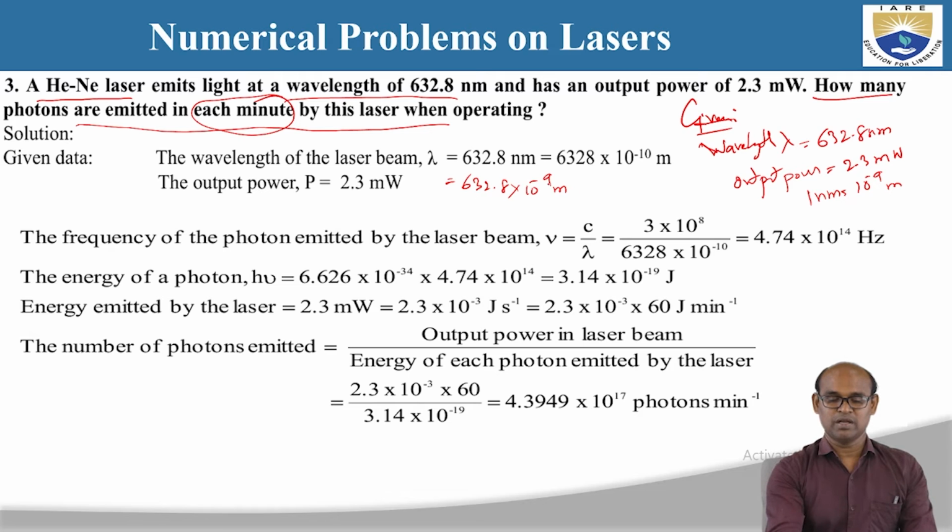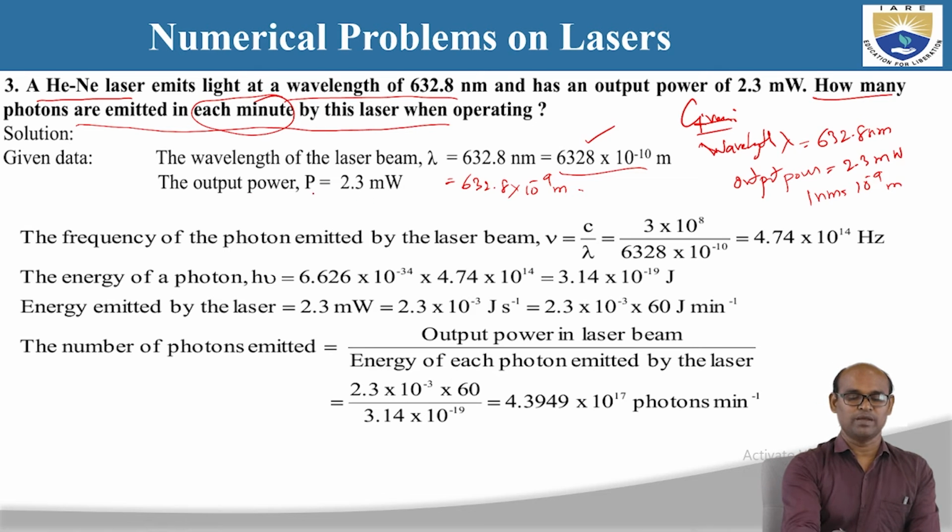Okay, so that will become 6,000. Yeah, that will become this 6,000 because I'm going to move this to the right side. So there is a minus 1 that comes, 6,328 into 10 power minus 1 into 10 power minus 9. So that will become 10 power minus 10. Okay, so the wavelength is 6,328 into 10 power minus 10 meters.